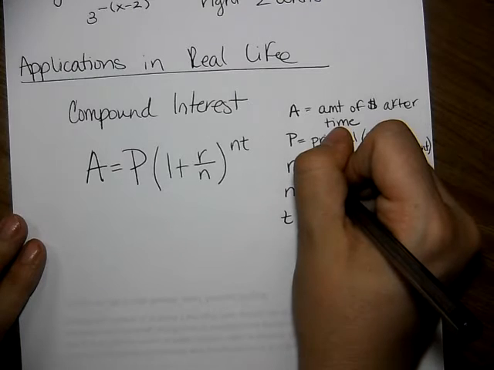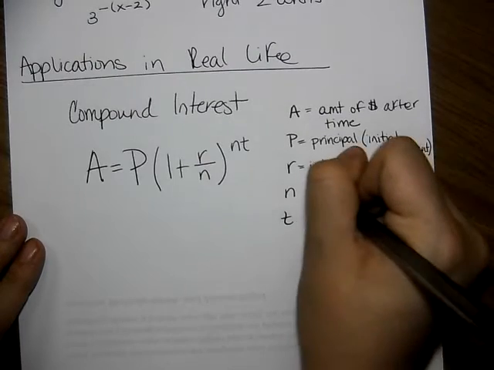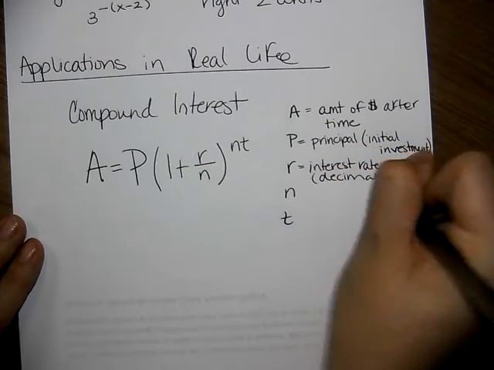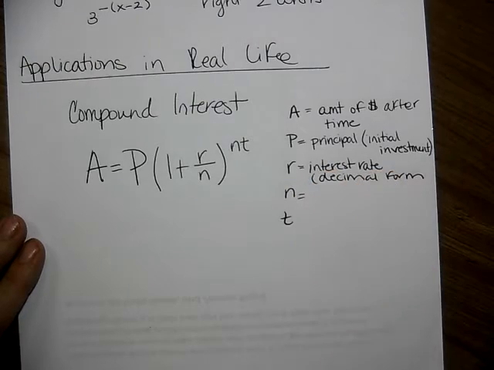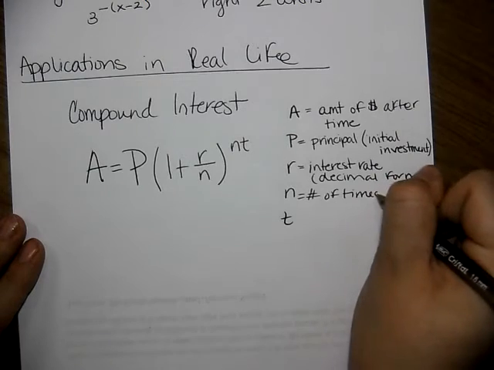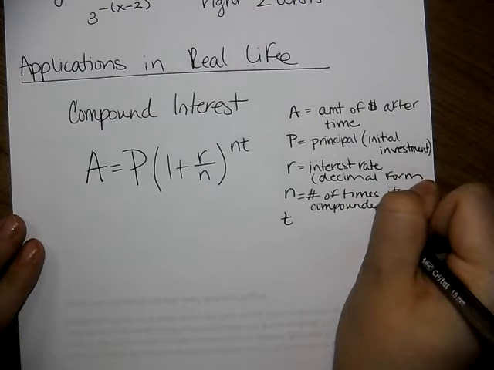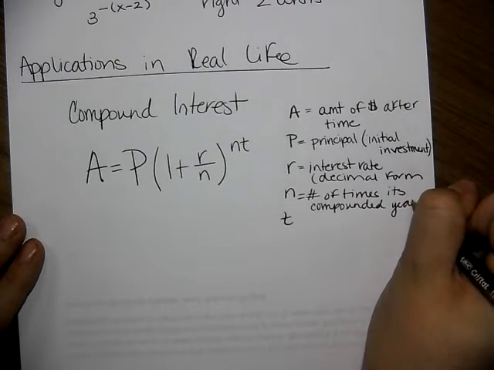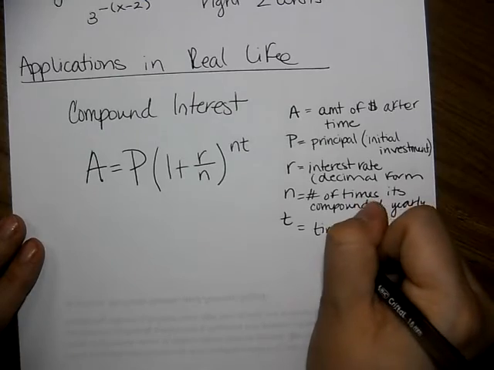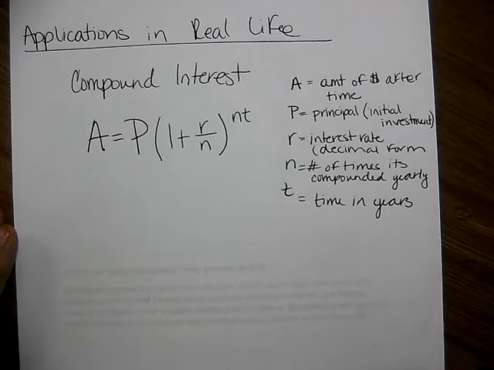R is your interest rate, but it has to be in decimal form. N is the number of times it's compounded yearly. And then T is time in years. So this is when it's compounded a certain number of times during the year.